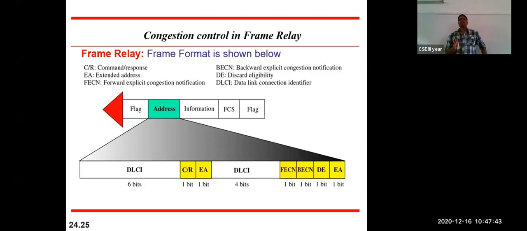Frame relay. Now I am showing you the frame format. Generally, this is not in your syllabus, but without knowing this, you cannot understand congestion control in frame relay. Remember the frame format of HDLC? It starts with a flag, ends with a flag. It has an address field, a control field, a payload field, and an FCS field. Do you remember?